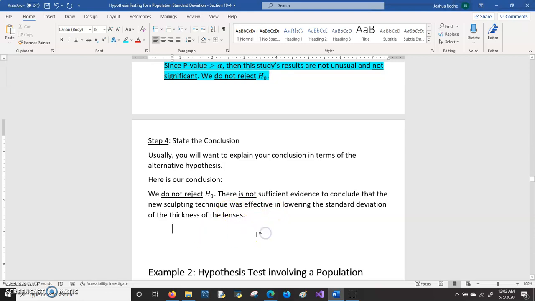Alright, in the next video we'll take a look at another example of this kind of a hypothesis test.